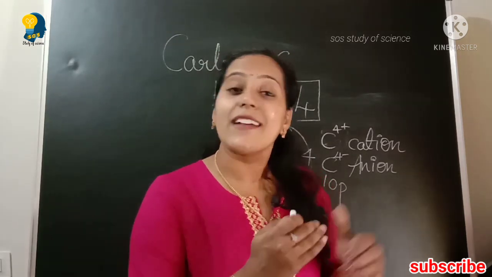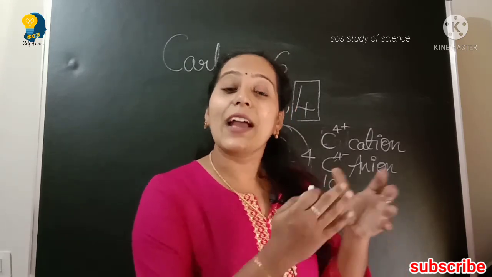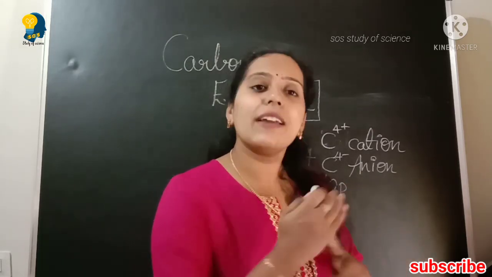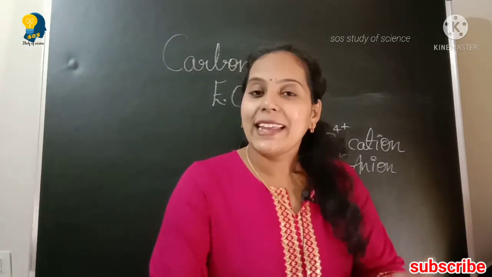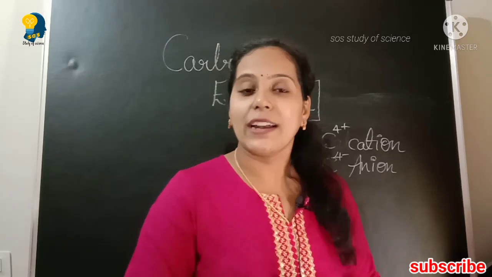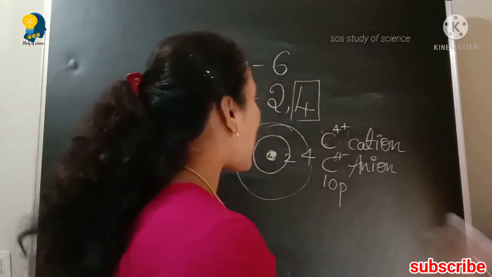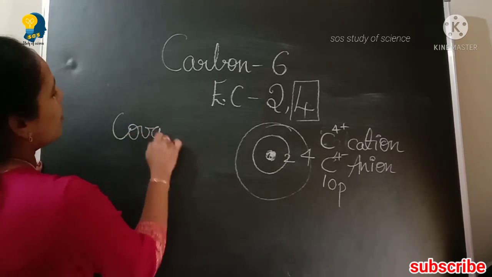See, when there is transfer of electrons, there is a chance of forming an ionic bond. Correct? Whenever the transfer of electrons takes place, an ionic bond will be formed. But what in the case of carbon? Carbon cannot lose 4 electrons or gain 4 electrons. Correct? So as a result, carbon will form the covalent bond.